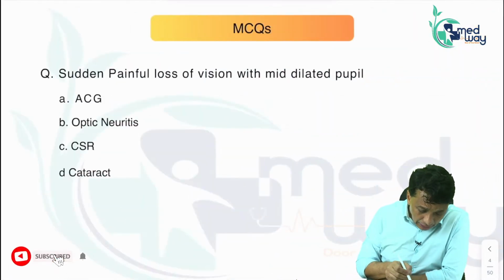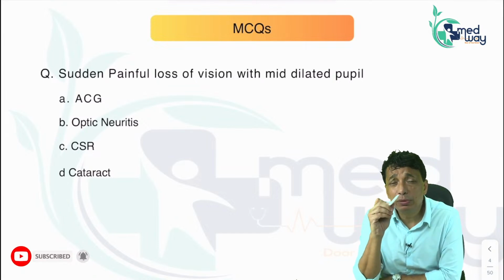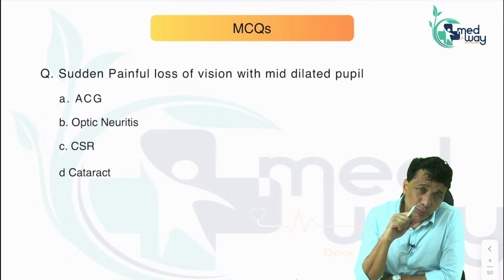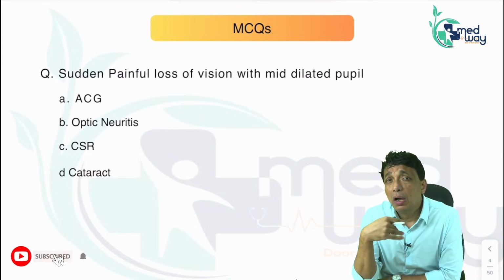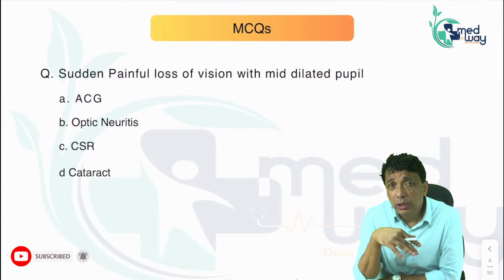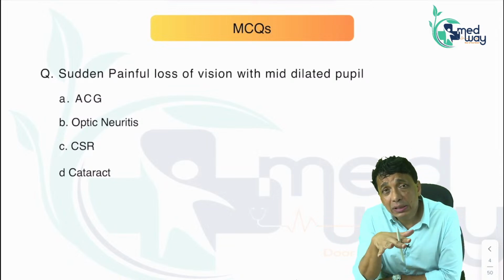Like sudden painful loss of vision, and the picture was possibly of a mid-dilated pupil. So you can have many causes of sudden painful loss of vision. Like what? Well, with painful loss of vision, it could be optic neuritis also. You can have optic neuritis with retrobulbar neuritis. You can have some trauma. You can have chemical injuries. You can have corneal ulcer.